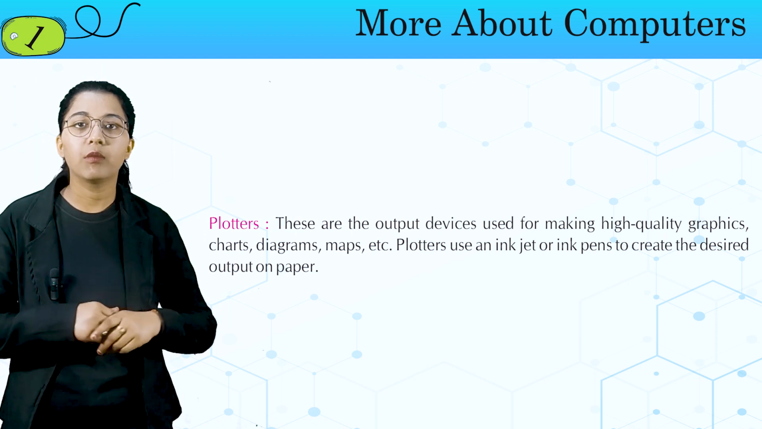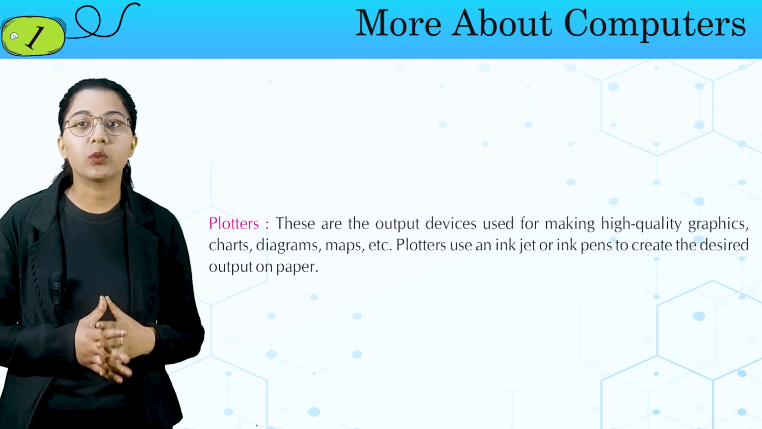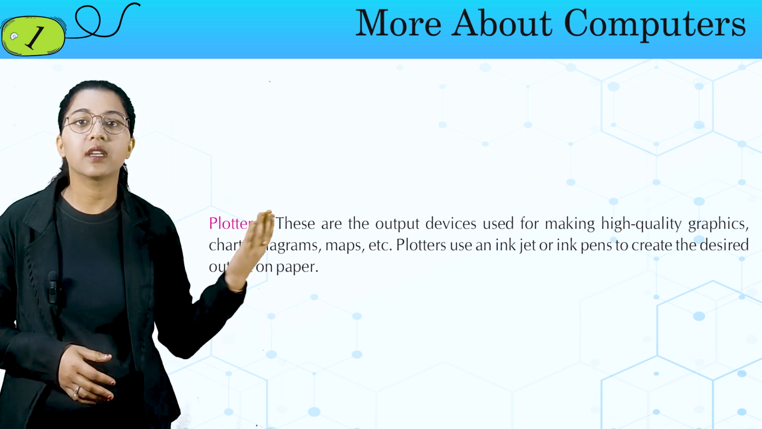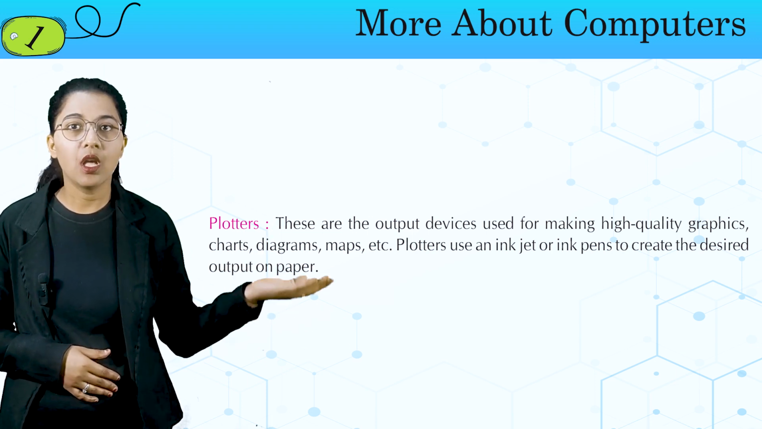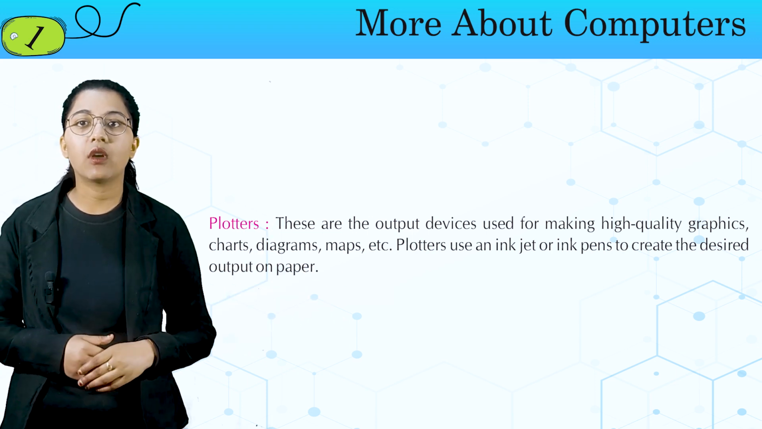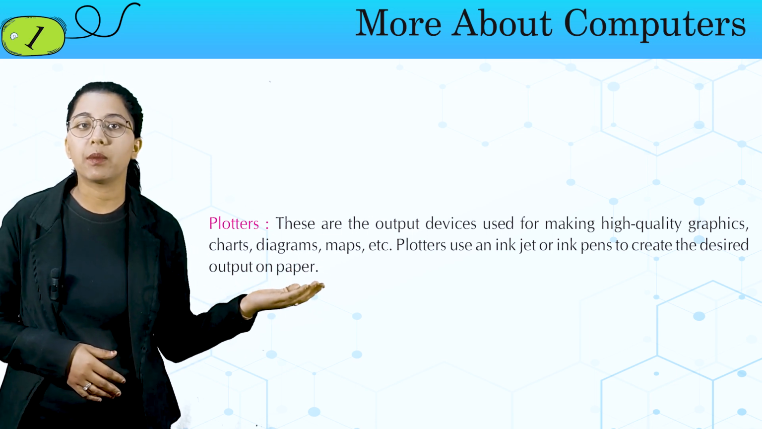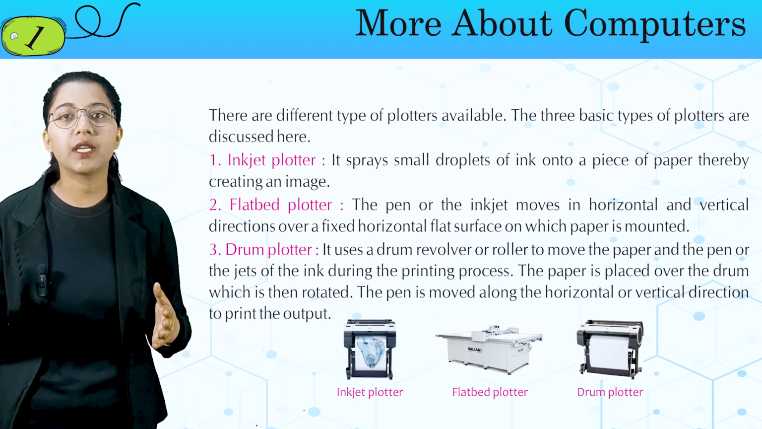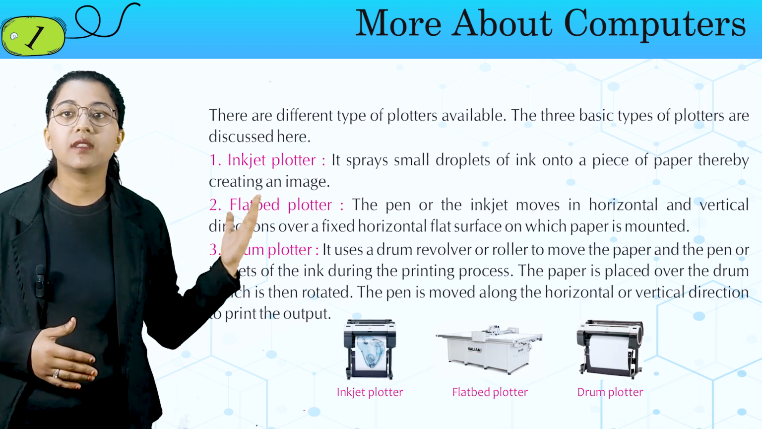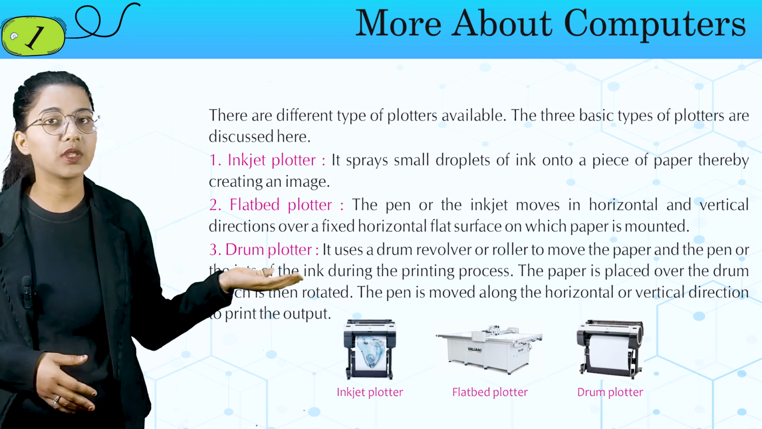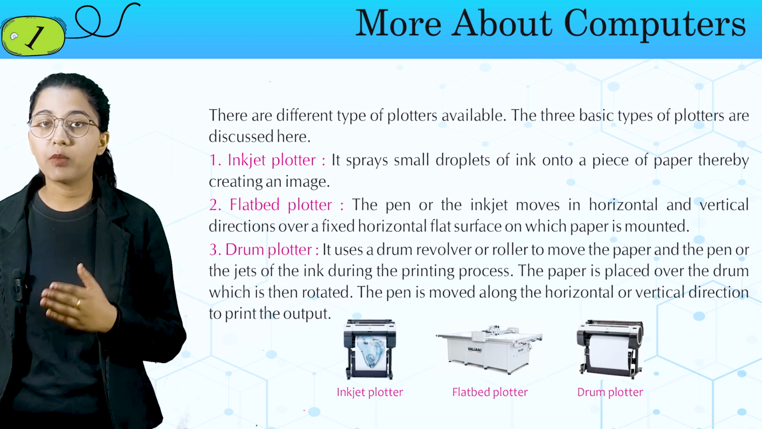Now next we have plotters. These are output devices used for making high quality graphics, charts, diagrams, maps, etc. Plotters use an inkjet or ink pens to create the desired output on paper. There are different types of plotters available. The three basic types of plotter are discussed here. So students, we have three types of plotters.